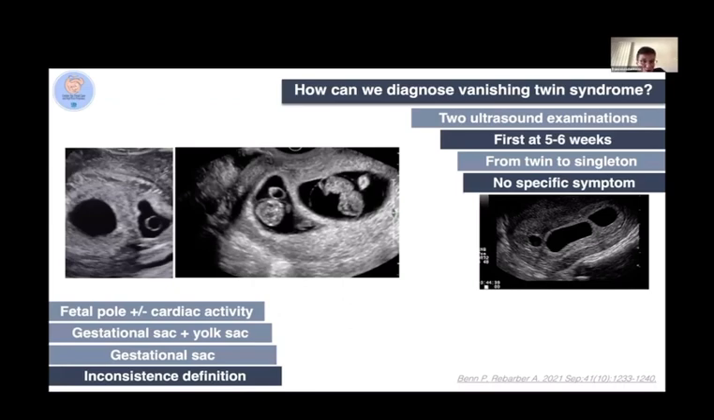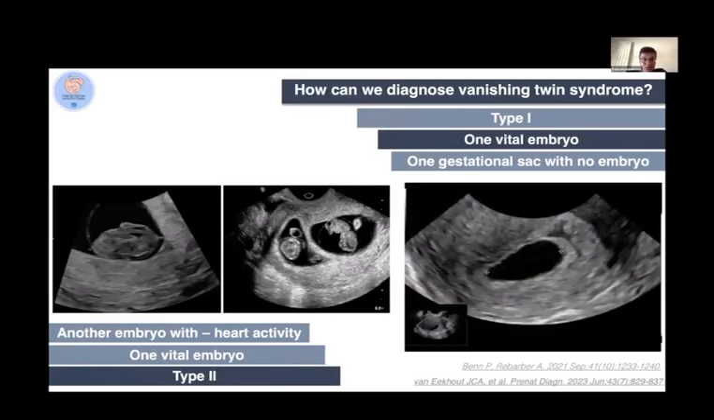In one condition, we can just see an empty gestational sac. In another, we can see a gestational sac without the yolk sac. In others, we can see the fetal pole without heart activity. So there is no homogeneous and objective definition of this phenomenon, but of course it is related to fetal development. There is also a classification which was proposed a few years ago according to 2 different types. It's quite simple, to be honest.